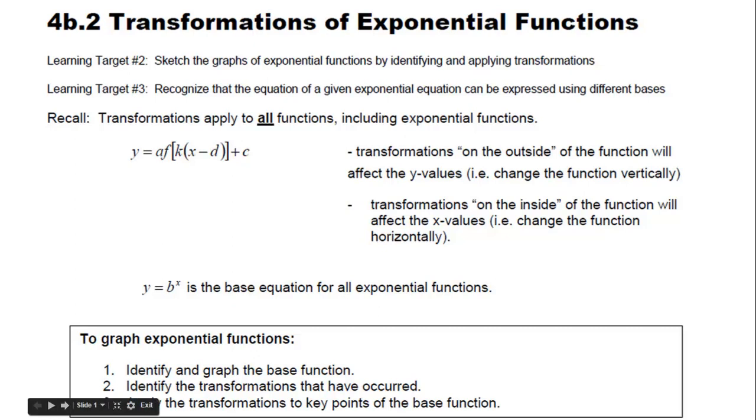Okay, welcome to our second lesson in exponential functions. This is on transformations of exponential functions. There's two big things that we have to be able to do here. Number one is sketch graphs by identifying and applying transformations. Number two is recognize that an equation of a given exponential can be expressed using different bases. We're going to talk about that.